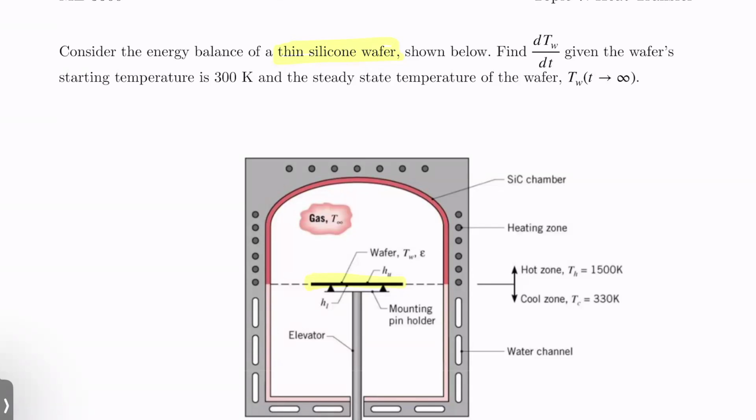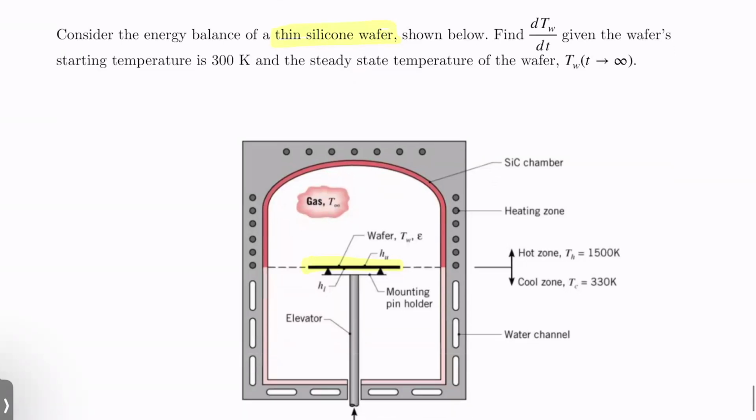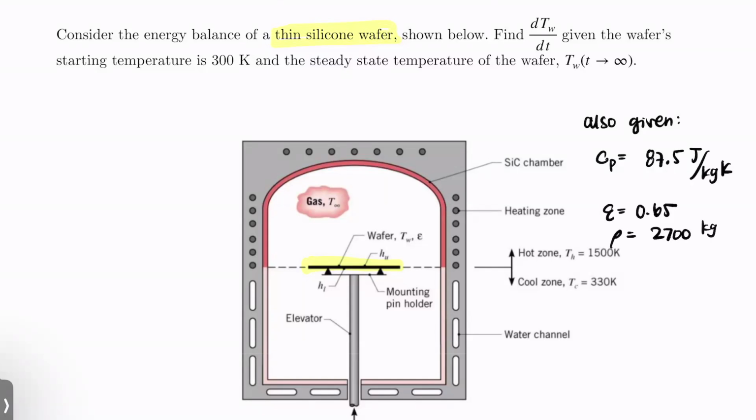There are a few things that are given to us in the problem that are not typed out here. So also given, we have that the heat capacity of our material is 87.5 joules per kilogram Kelvin. Our emissivity is 0.65. And the density of our material is 2,700 kilograms per meter cubed.